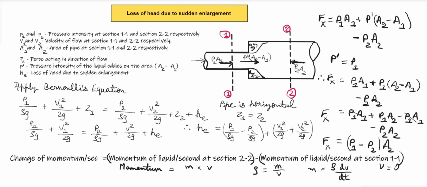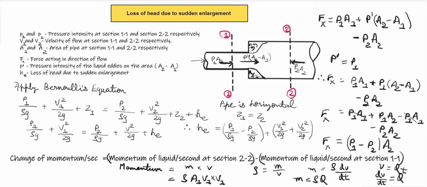Then we have one more formula, which is volume is equal to discharge into time. And here dV by dt will be equal to discharge. So we can write mass is equal to rho into Q, and Q is A into V, which is area into velocity. Therefore, we get this formula for momentum of the liquid, which is rho A1 V1 square.